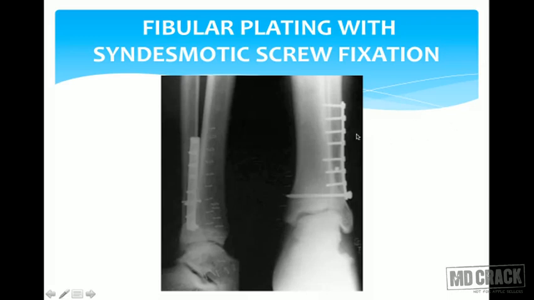So in this image you can see the DCP plate which has been used, that is a dynamic compression plate for the fibula, and this is the syndesmotic screw which has been passed from the fibula into the tibia side. The syndesmotic area is very notorious because there is an interosseous ligament present between the tibia and the fibula, which also has to be maintained, and that is why the syndesmotic screw is always put.